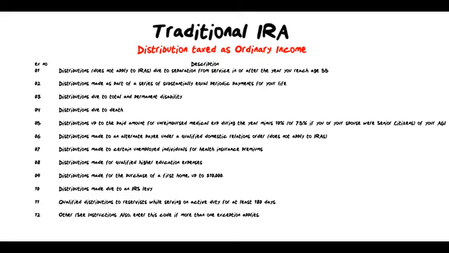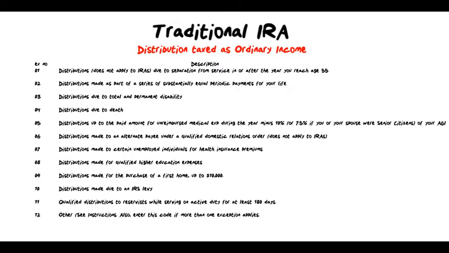Exemption number 5, distributions up to the amount paid for unreimbursed medical expenses during the year minus 10%, or 7.5% if you or your spouse were senior citizens, of your AGI. Exemption number 6, any distributions made to an alternate payee under a qualified domestic relations order. It does not apply to IRAs. Exemption number 7, any distributions made to certain unemployed individuals for health insurance premiums.